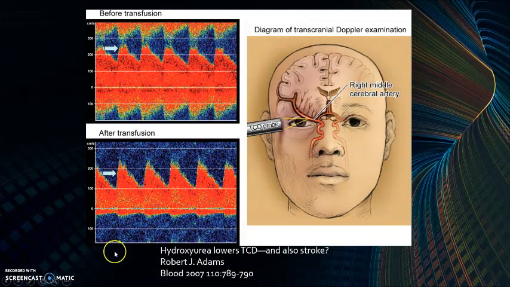Here's a diagram from an article from Blood Journal where they were using hydroxyurea, which is a chemotherapeutic agent that increases red blood cell production. In one patient, they saw that they had increased velocities, and after they were treated with hydroxyurea, that lowered the velocities.